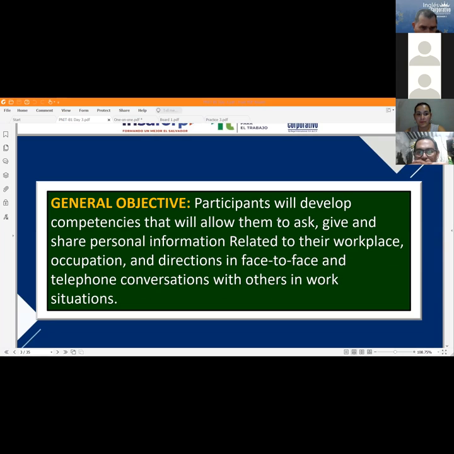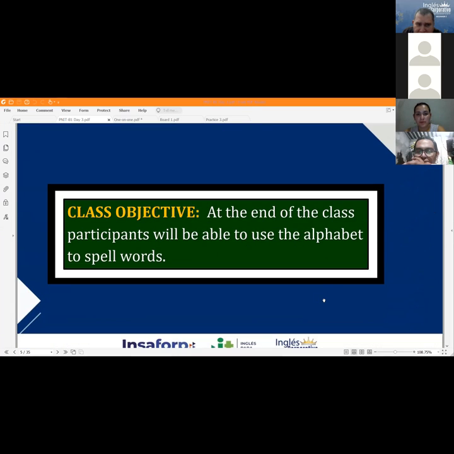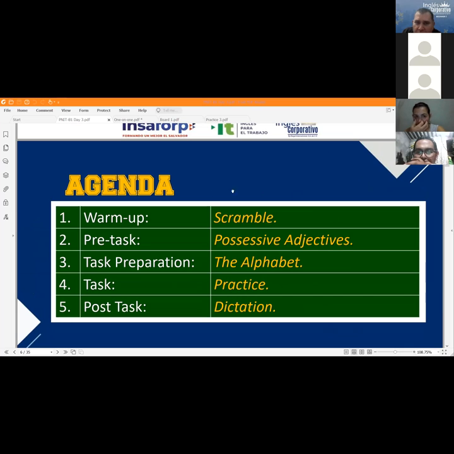This is the general objective. This is the specific objective for the class. And this is the class objective. At the end of the class, participants will be able to use the alphabet to spell words. The agenda: we're going to begin with something scrambled, which we need to unscramble. Then we're going to use possessive adjectives and the alphabet. We're going to practice and we'll have a short dictation. So let's begin.